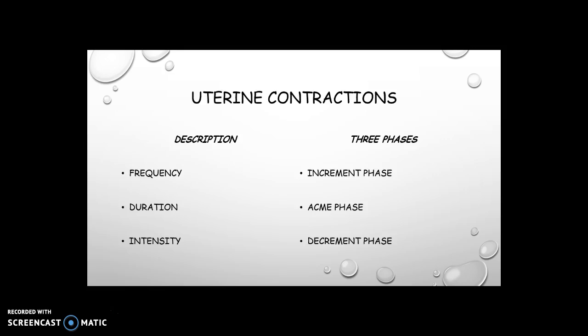When we look at uterine contractions, we're going to start with the description. We look at frequency, duration, and intensity. The frequency is the time from the beginning of a contraction to the beginning of another one, and it's recorded in minutes, i.e. occurring every 3 to 4 minutes. The duration is the time from the beginning of one contraction to the end of that contraction, and it's usually recorded in seconds, i.e. lasting 45 to 50 seconds. The intensity is the strength of the contraction.